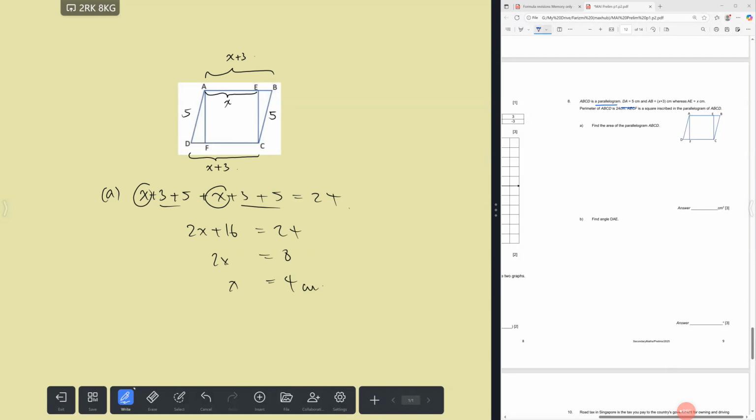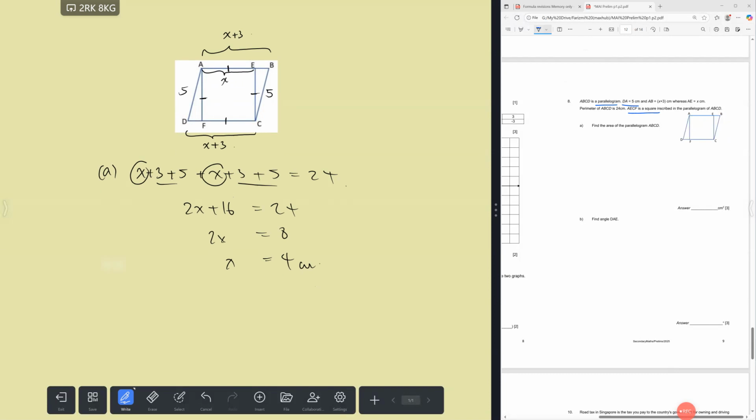And AECF, apologies for blocking this. AECF is a square, inscribed in the parallelogram, so it means it is fully inside, where the edges are touching. So we know this is the square here. It's inscribed in the larger parallelogram there. So we know all of these are 4 cm because we found x as well, and all these are x.